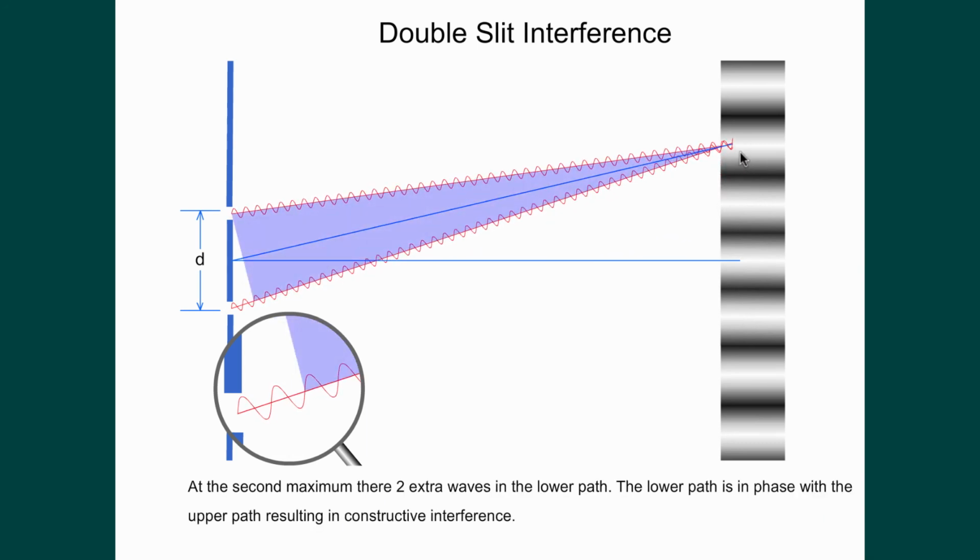And we'll move up to the next maxima, and we can look on the pattern down here. So we have added 2 full wavelengths. By adding 2 full wavelengths, the lower path is in phase with the upper path, resulting in constructive interference. So that's how we're getting these bright spots and dark spots. It's essentially the difference in length between these paths and how they interfere when they hit the screen.